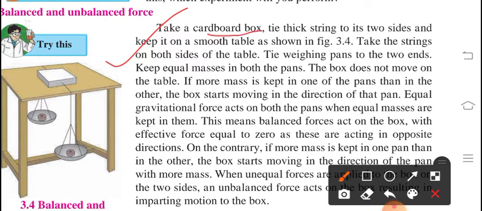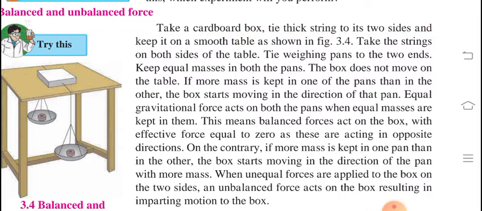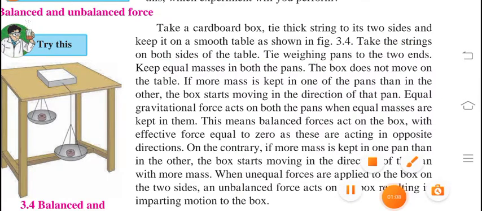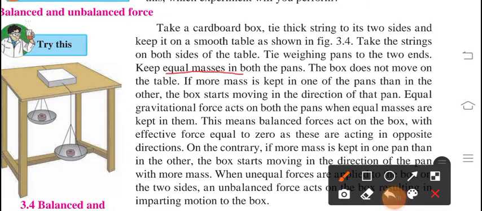Take a cardboard box, tie thick string to its two sides and keep it on a small smooth table as shown in the figure. We have to take a small cardboard and tie two strings on the table, on two sides. Take the string on both sides of the table, tie weighing pans to the two ends. Keep equal masses in both pans. The box does not move on the table.